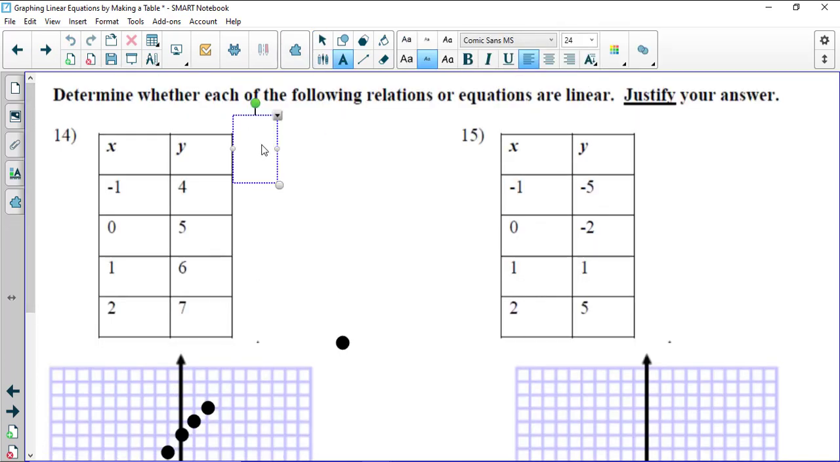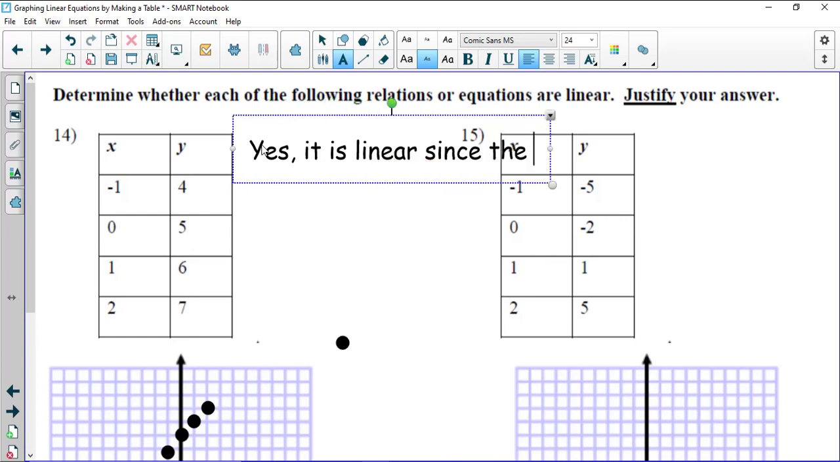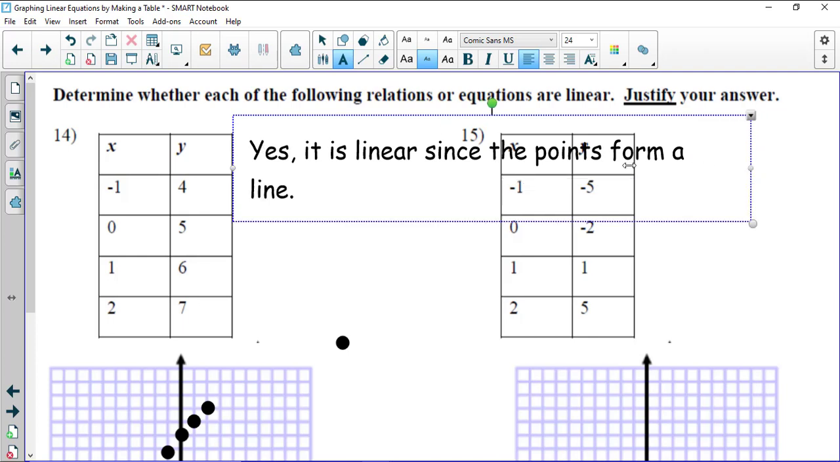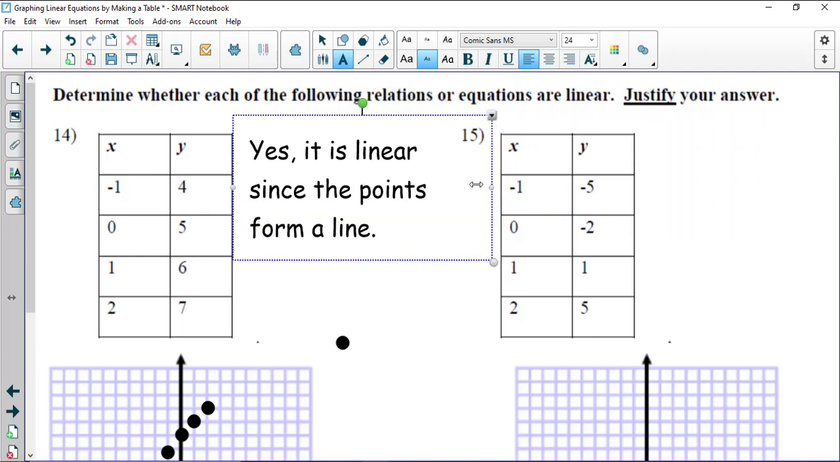So let's go ahead and explain that. Yes, it is linear since the points form a line. And we'll go ahead and move that over. Let's take a look at number 15.